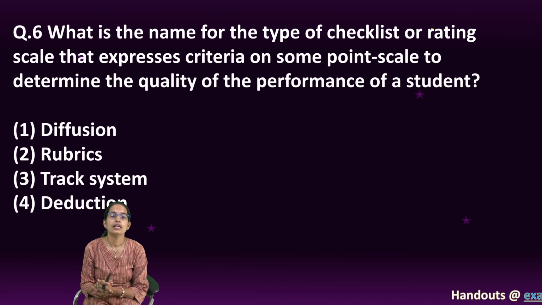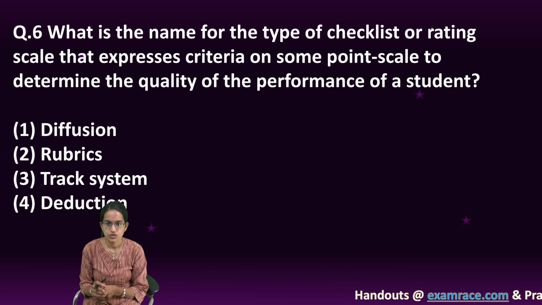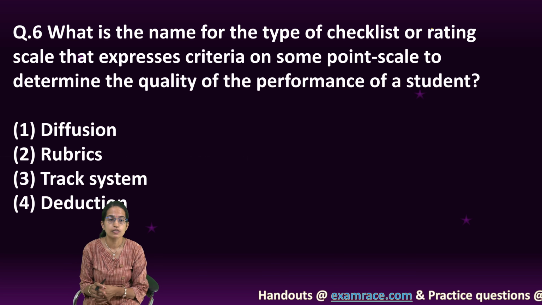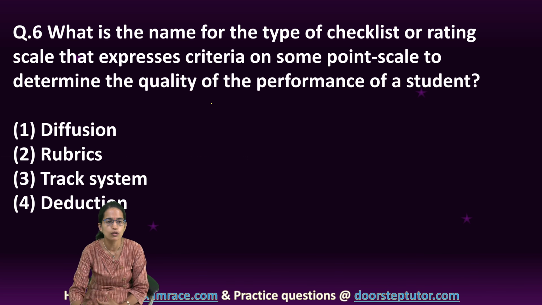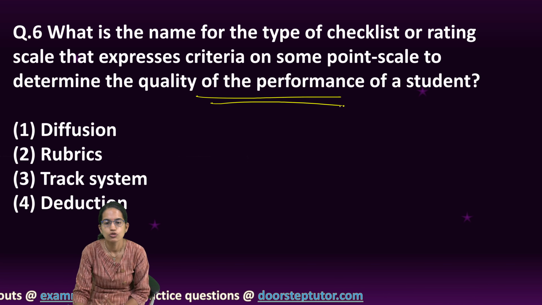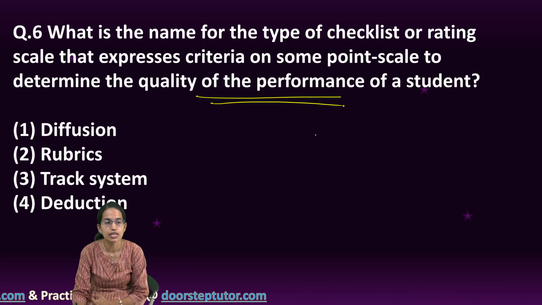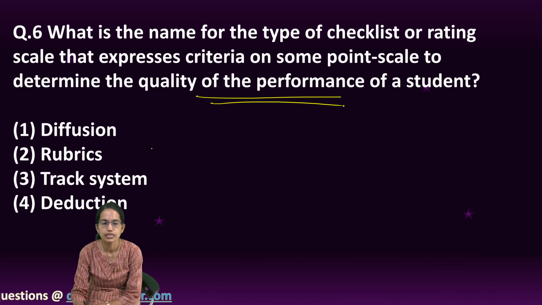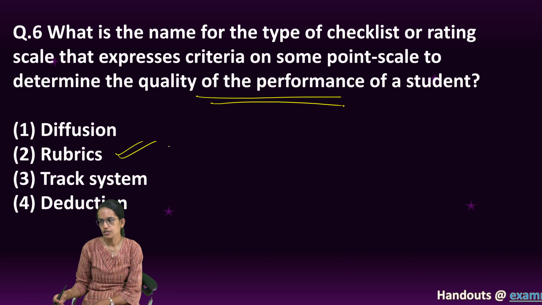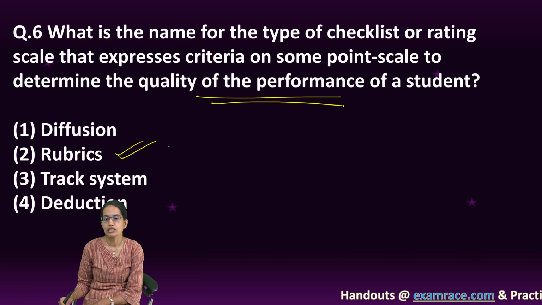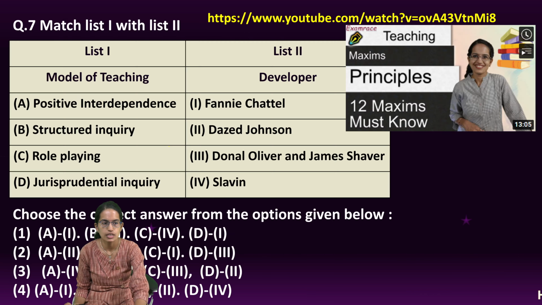The next is, what is the name for the type of checklist or rating that expresses criteria on some point scale to determine the quality of performance? So we have a checklist and we determine the quality of performance, and that's through the rubrics. So rubrics is the system where instructors' performance expectations for certain assignments or piece of work is given.